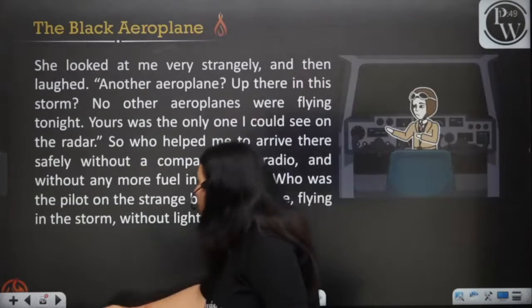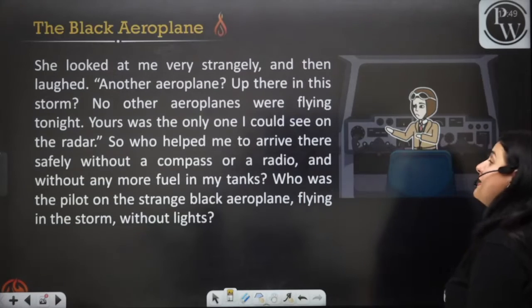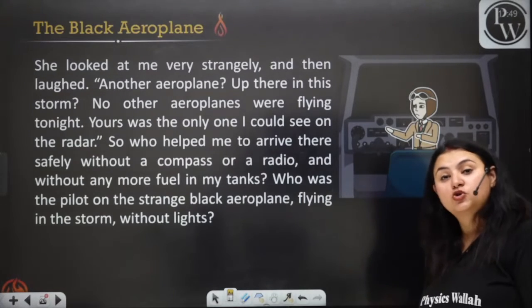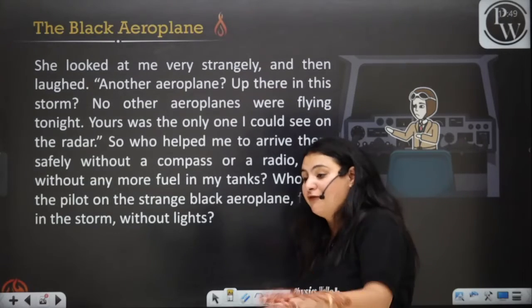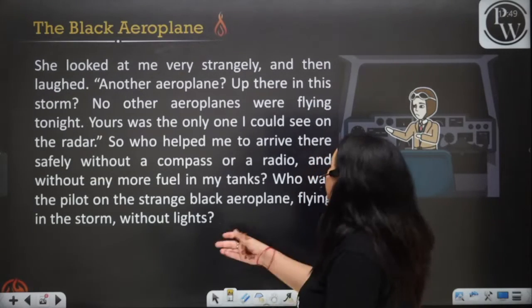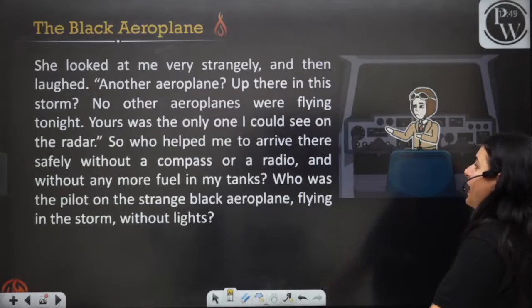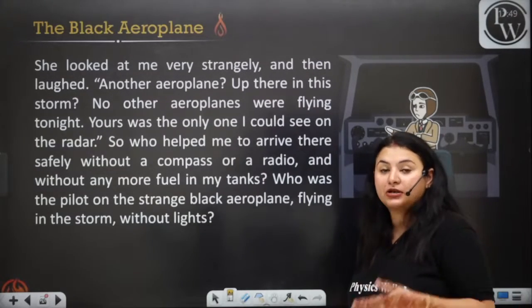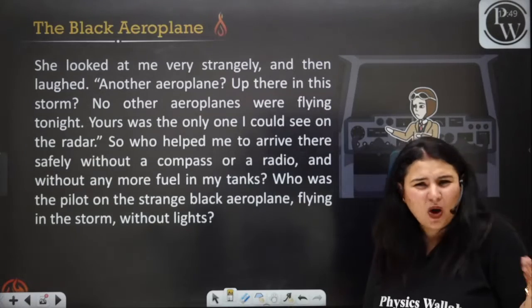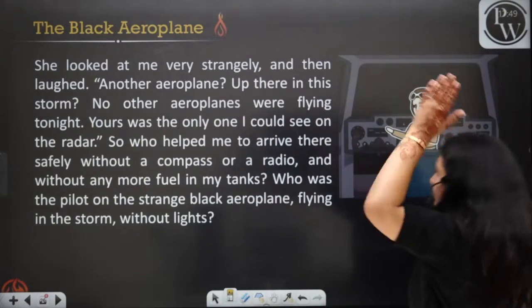But what happened? She looked at me very strangely. Now, when he went to the control center, he was not sorry to go there. He left his flight like that only. And when he went there and asked about the other aeroplane, the woman whom he had asked the question saw him strangely and said, what? Other aeroplane? Up there in the storm?